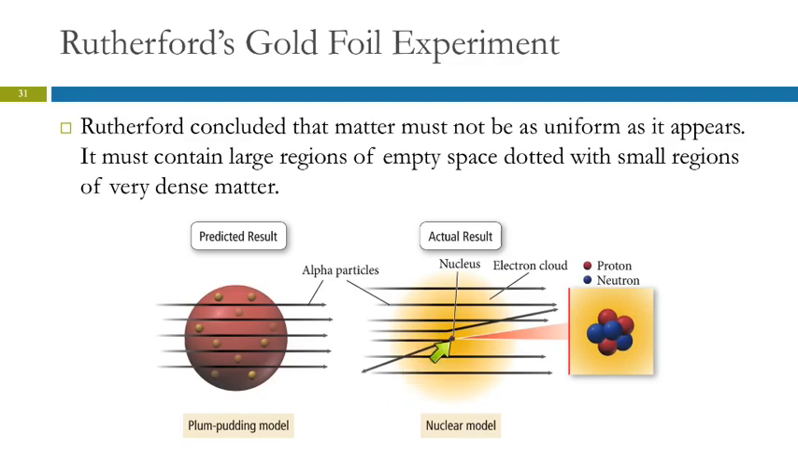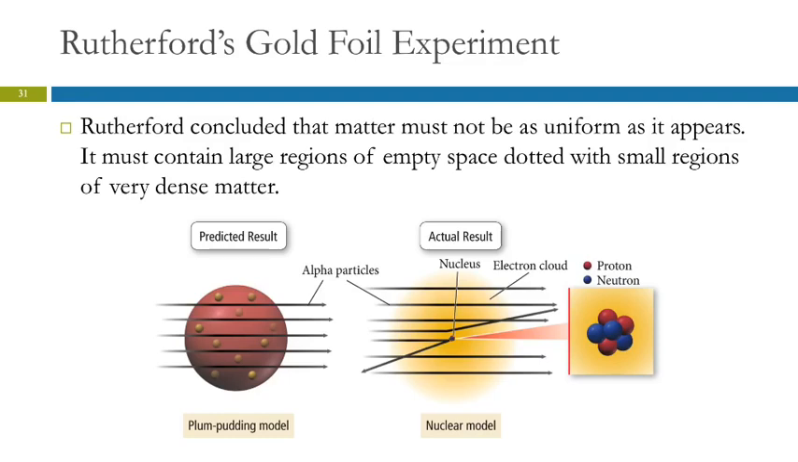So the idea was that that's the nucleus. And if the alpha particle struck the nucleus, it would bounce back. If it went to the side of the nucleus, it would go straight through. So this theory explained the results of the experiment. So inside this nucleus are the protons.